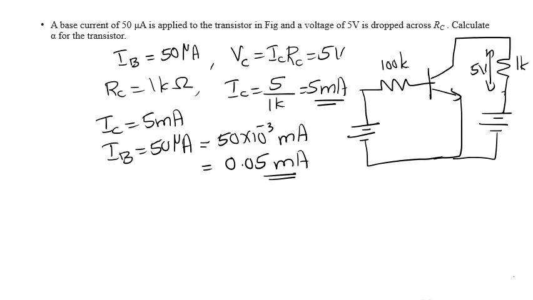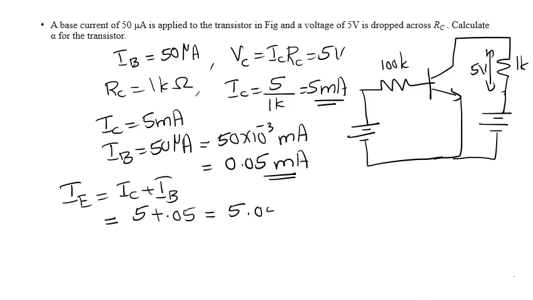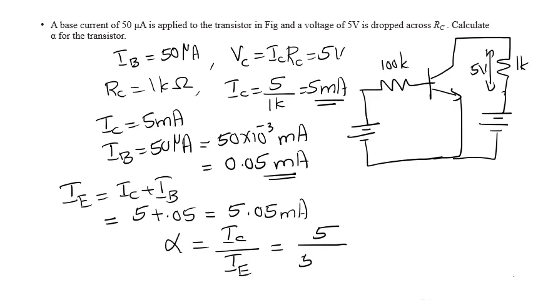Using these two, we can find IE. We know IE equals IC plus IB. The IC value is 5 and IB is 0.05, so the total is 5.05 milliampere. The question asks us to find alpha. We know alpha is equal to IC by IE. IC is 5 and IE is 5.05. On calculating, we get 0.99. So this is the alpha value for this particular circuit.